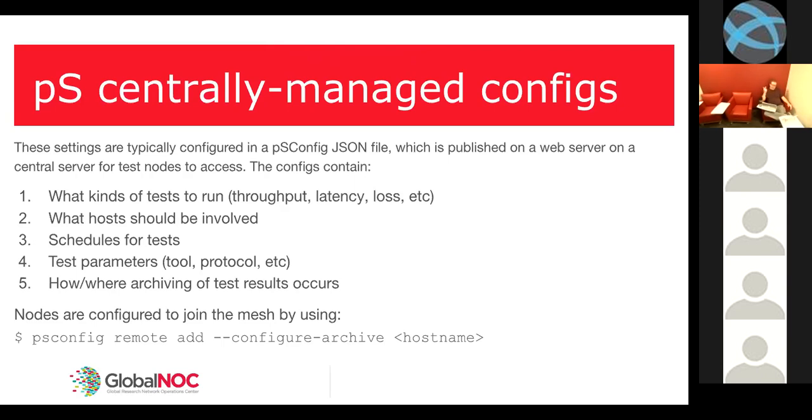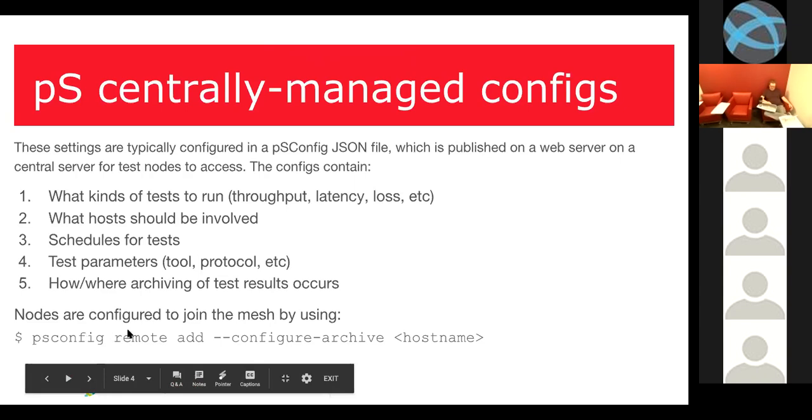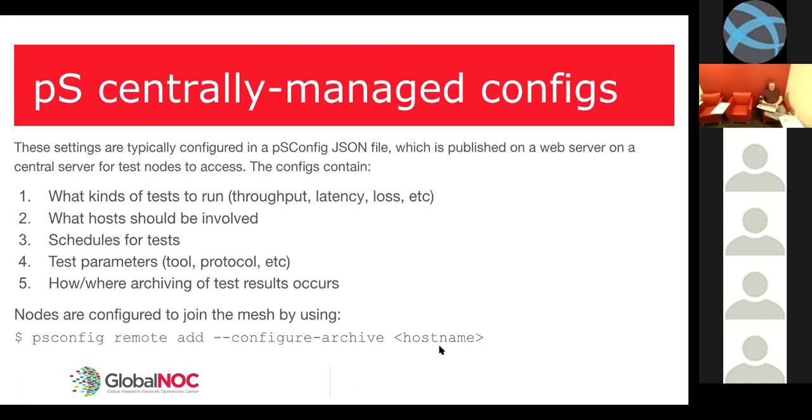The kinds of things that go in these configs are a list of the tests to run, typically throughput, latency, loss, traceroute, etc., as well as what hosts should be involved, schedules for the tests, and test parameters such as the tool to use for the tests, protocols, etc., and how and where archiving of test results occurs. You can add nodes to a mesh by using this pSConfig directive, just adding a remote, and in this case, configuring the archive, which you usually want to do.